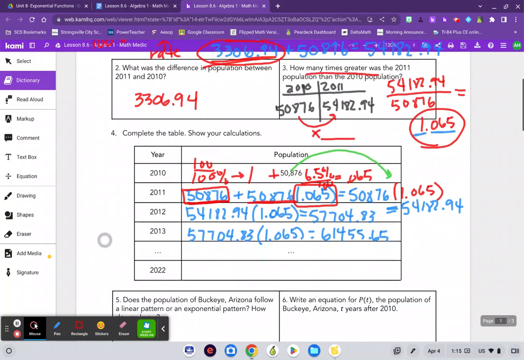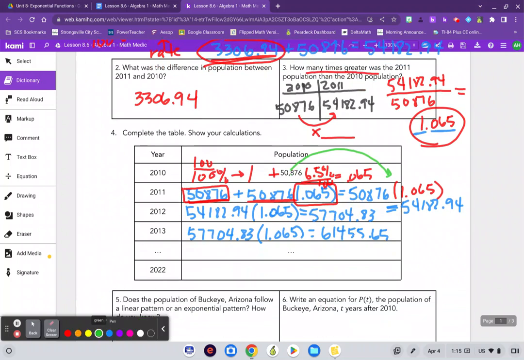Okay, what I notice now is that I have this break. I go from 2013 to 2022. This is a 9-year difference, okay? And so if I want to find the population in 2022, I'm going to take that 61,455.65, and I'm going to multiply by that common ratio of 1.065, but I really should do that 9 times. Right? I'm going to multiply that for every year increase.